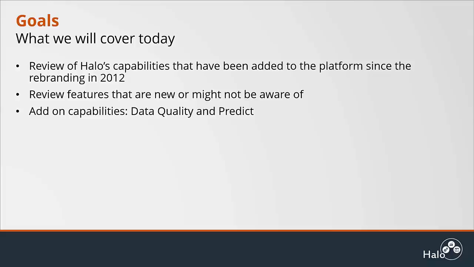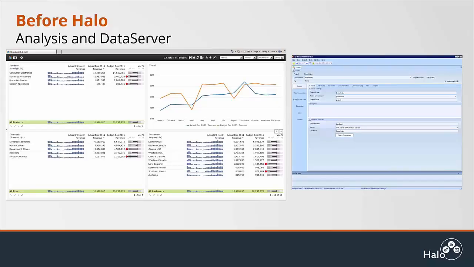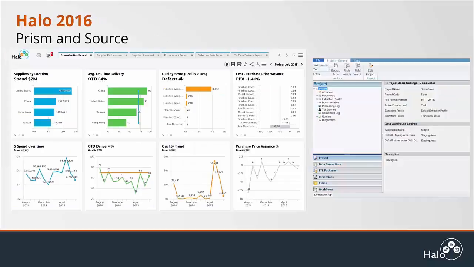Each time we have a product release, we cover the new features specific for that release. However, in this webinar, we are going to highlight the great capabilities that we have released since 2012, including the release of our data quality and predictive capabilities. Some of you might remember these products, which were Analysis and Data Server, and some of you actually might still be on those products. So this is what Halo looked like in the beginning of 2012. And this is what Halo looks like today in 2016. So how did we get here?